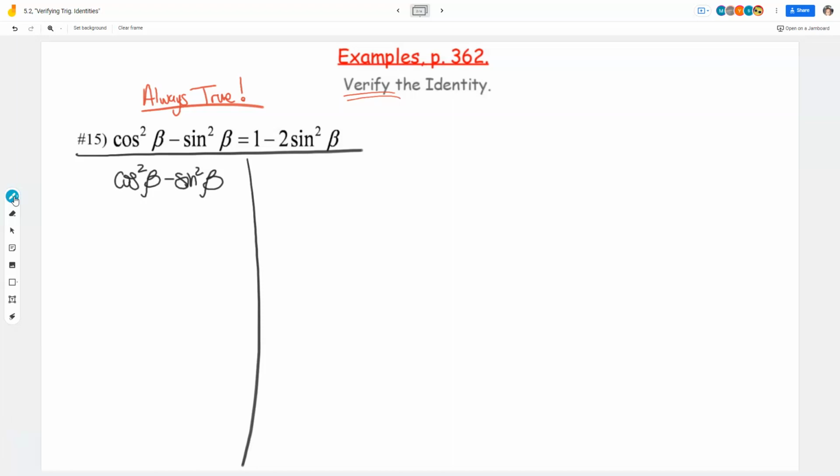Is there something here from your 5.1 experience? Is there something here that should or could be changed to make it look more like that? What do you guys think? Cosine squared. Jackson, why did you look at this one even though technically both could be changed? Why are you spotlighting this one?